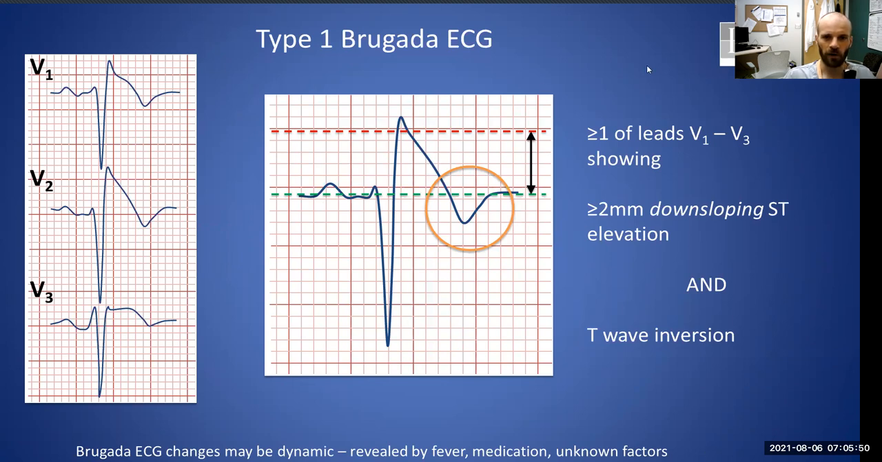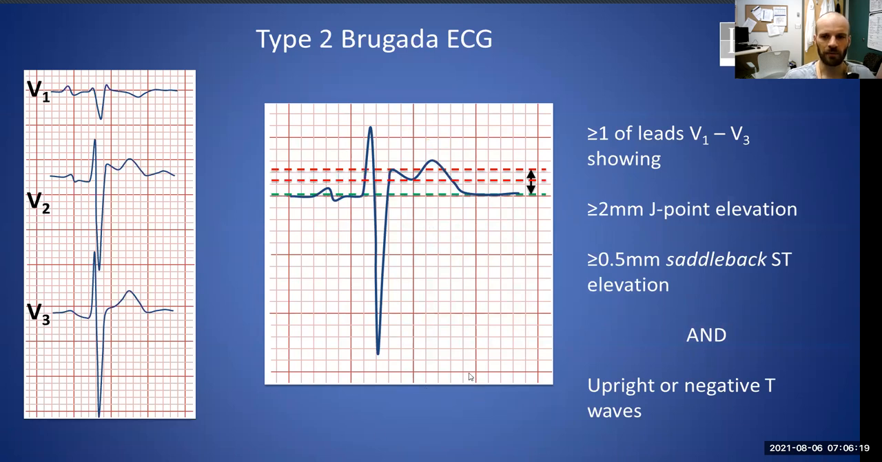This is what the type 1 Brugada ECG pattern looked like. We're showing at least one lead from V1 to V3 with 2 millimeters of J point and ST elevation, which was downsloping and followed by a negative T wave, as seen in these three on the left hand side. Remember, these changes might be dynamic, they're not there all the time. Sometimes we need to give medications like procainamide to reveal it.